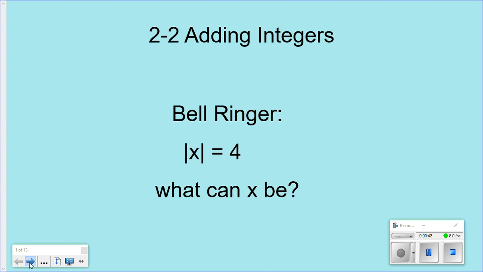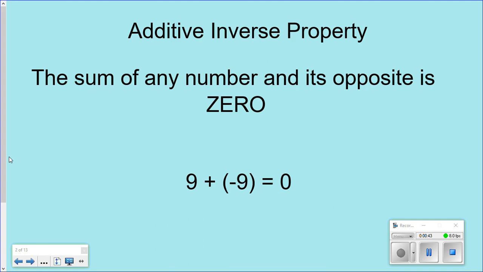All right, so the property, probably one of the only vocabulary words you have today, is additive inverse property. And that just means when you add two numbers together, a whole number and its opposite, it's always going to be 0. If you add them together, the answer is always going to be 0.